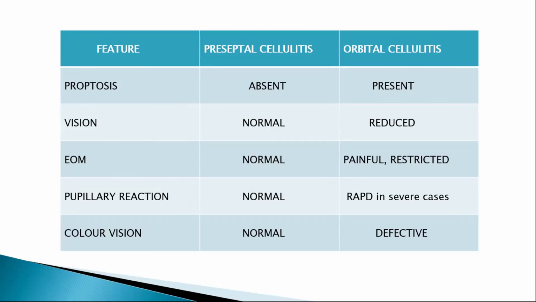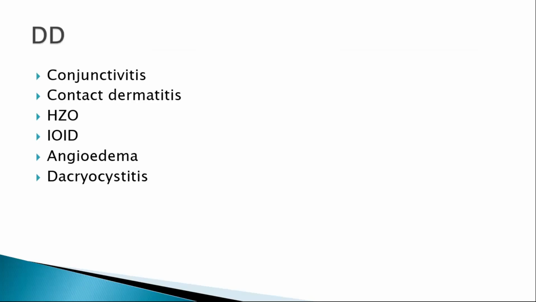So what do we look for? When you see a preseptal cellulitis, it is very easy to treat and has a very good prognosis. What we should look for is whether the patient is progressing to orbital cellulitis: presence of proptosis, decrease in vision, restriction of extraocular movements, a sluggish pupillary reaction, or the patient having an RAPD and defective color vision. Then you should definitely think in terms of orbital cellulitis, and the preseptal has definitely progressed.